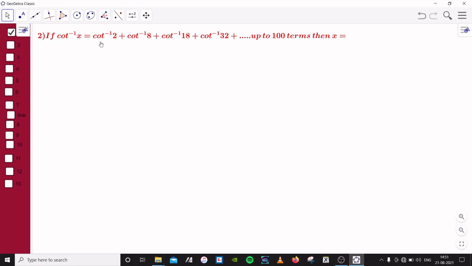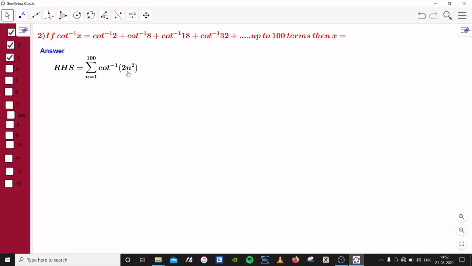Now, the right side of the given equation is cot inverse 2 plus cot inverse 8 plus cot inverse 18 plus etc. up to 100 terms. That can be written as sigma n is equal to 1 to 100 cot inverse 2n square. When n is equal to 1, that is 2 into 1, 2. When n is equal to 2, that becomes 2 into 4, 8. When n is equal to 3, that's equal to 2 into 9, 18, and so on. Then the RHS can be written as sigma n is equal to 1 to 100 cot inverse 2n square.